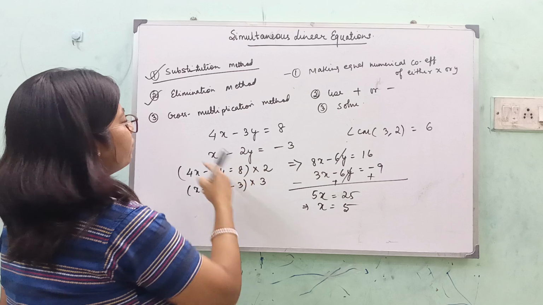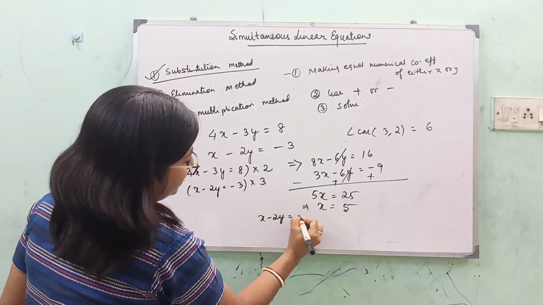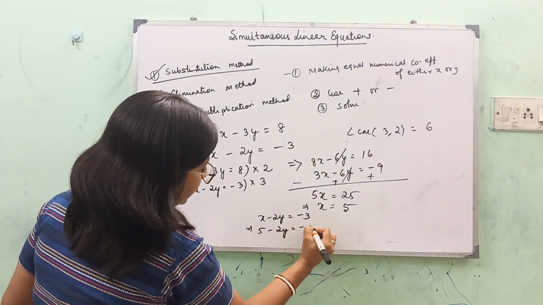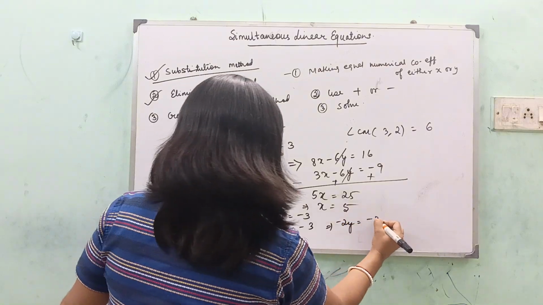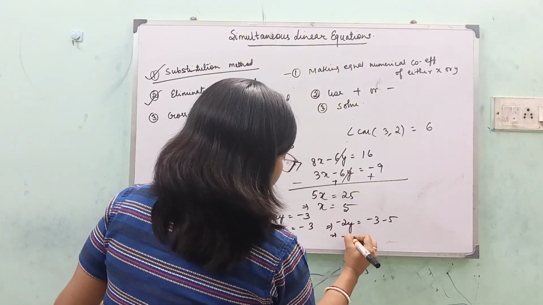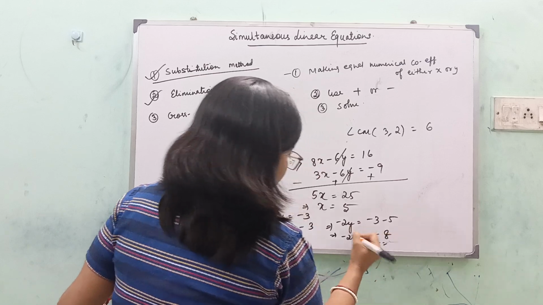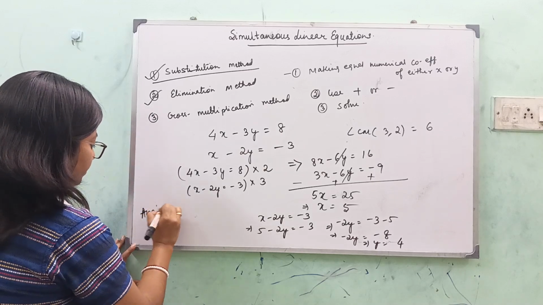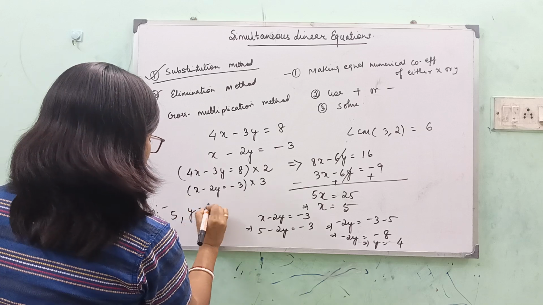Now put it in any one of the original equations. Say I'll put it here: x minus 2y equals minus 3. In this I will put x as 5, so 5 minus 2y equals minus 3. That means minus 2y equals minus 3 minus 5. So minus 2y equals minus 8, or y equals minus 8 by minus 2. That is 4. So what is the answer? x equals 5, y equals 4.